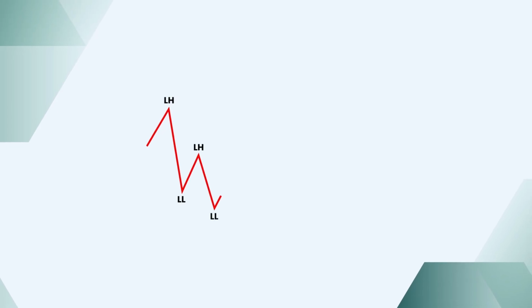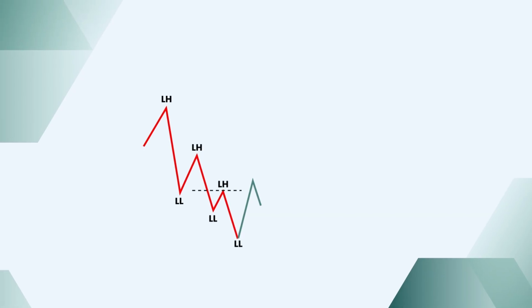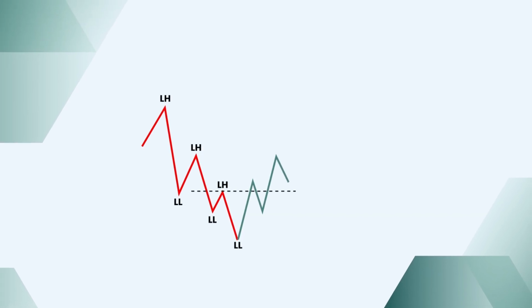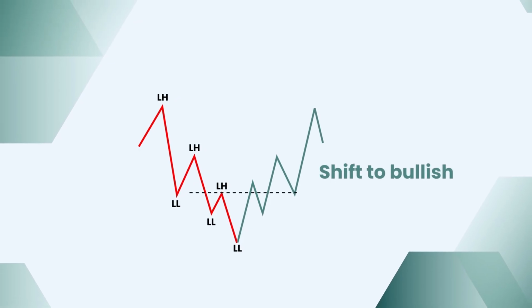A downtrend is the opposite. Price keeps printing lower highs and lower lows. Bears are in control. But the moment price breaks above the last lower high with strength, that's a structure shift upward. Sellers just lost their grip.